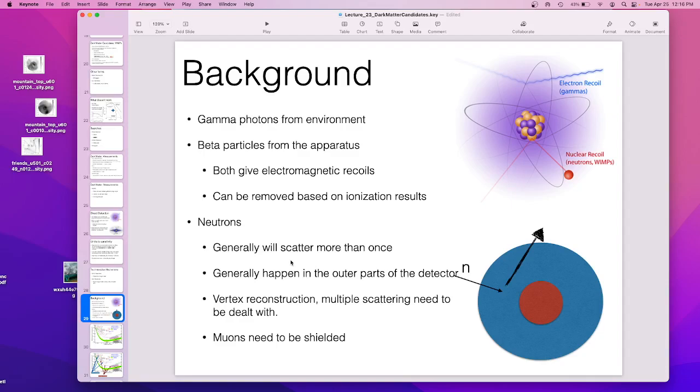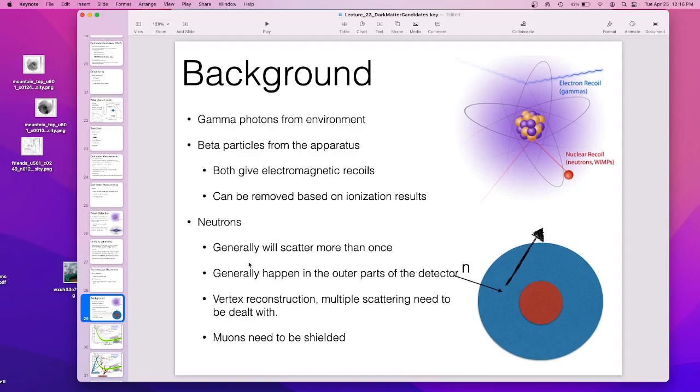The other thing that you need to do is suppress the background. So the background are all of the things that are going to light up your camera that aren't the thing that you want. So gamma ray photons from the environment will light up your detector, whatever your detector looks like. There's lots of ways you can make a detector. Beta particles from beta decay, so that's a hot electron or a positron that comes out of a neutron. Those are problematic. And then neutrons.